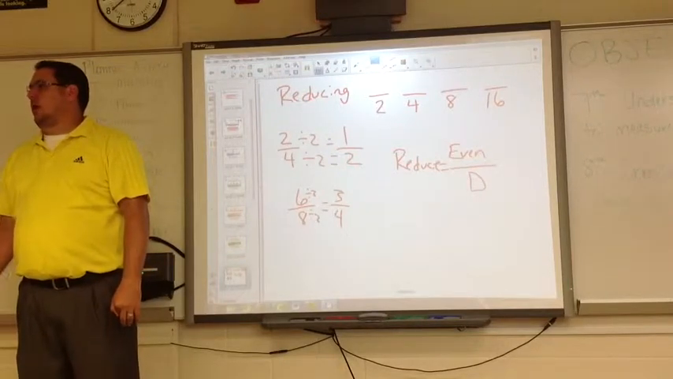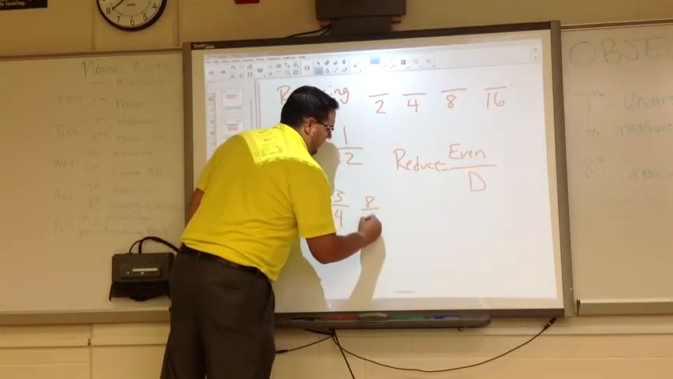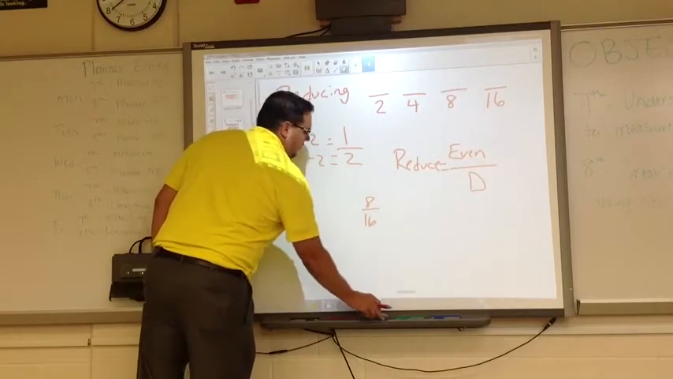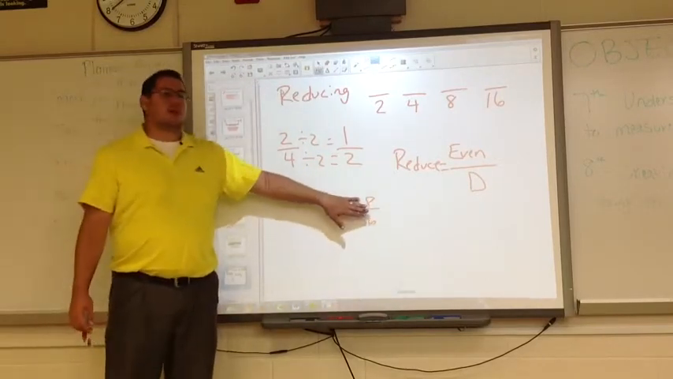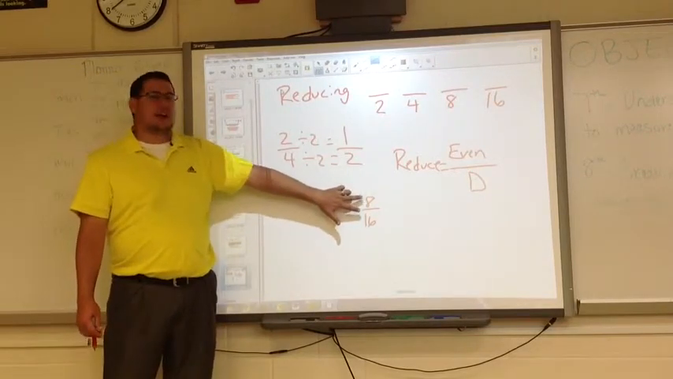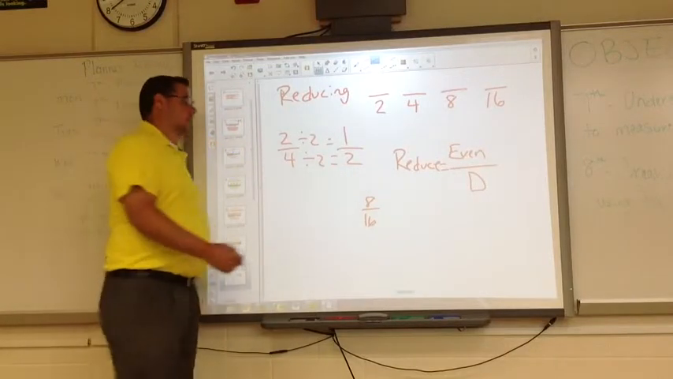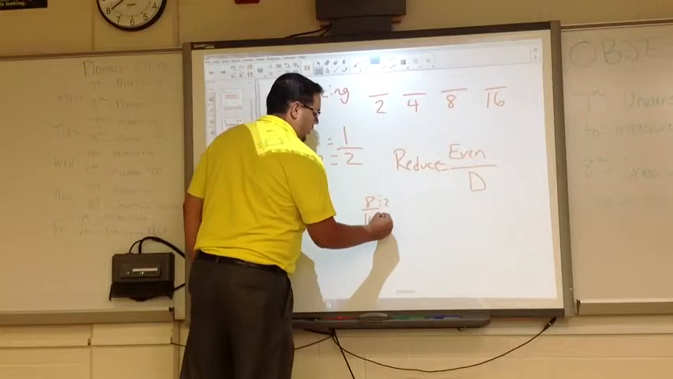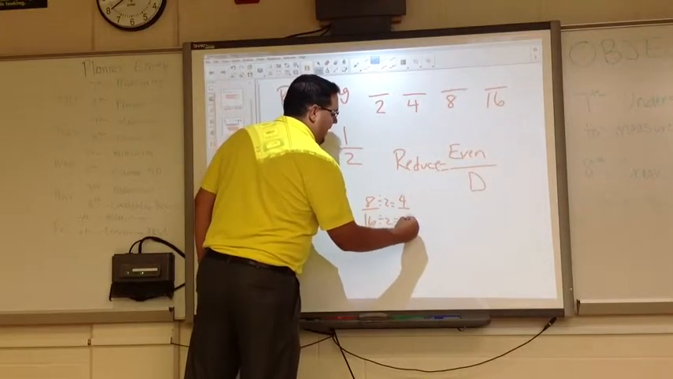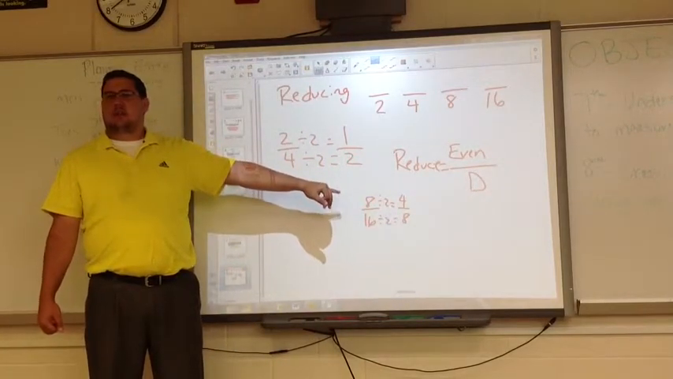When we reduce, let's say I have 8/16. That is 1/2. But if you don't know that by just looking at it, that's fine. This is what we do. 8/16, we got an even number on the numerator. So when we have an even number, we divide by 2. That's going to give me 4/8. Do we still have an even number?